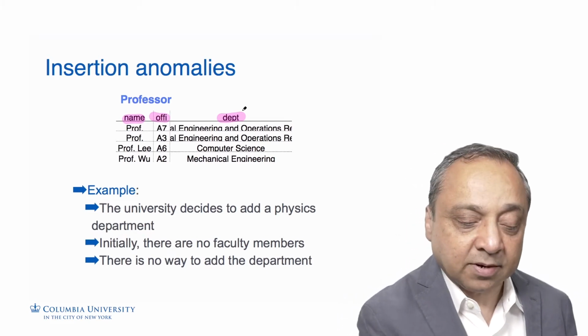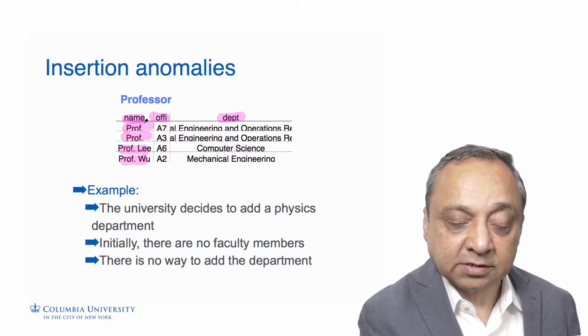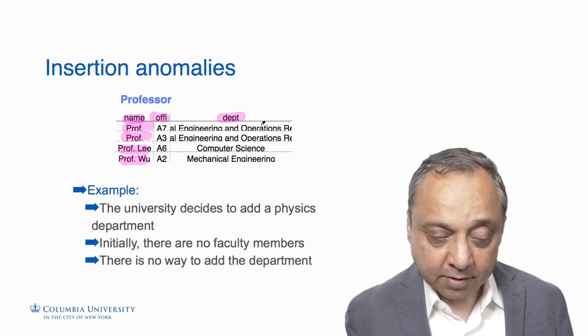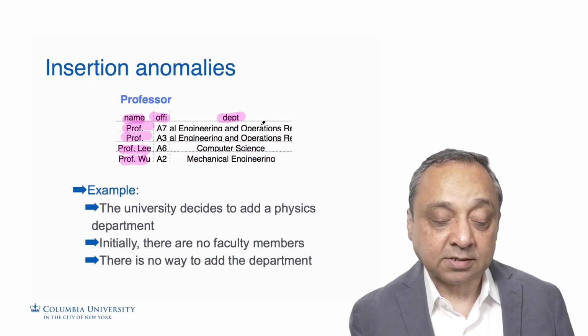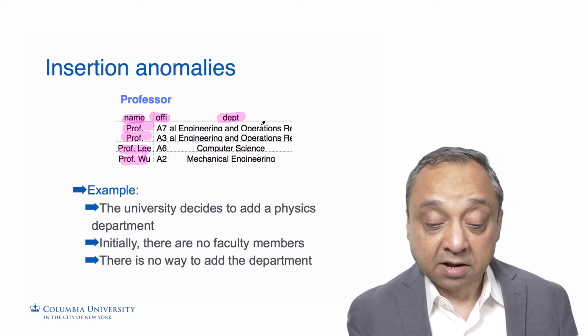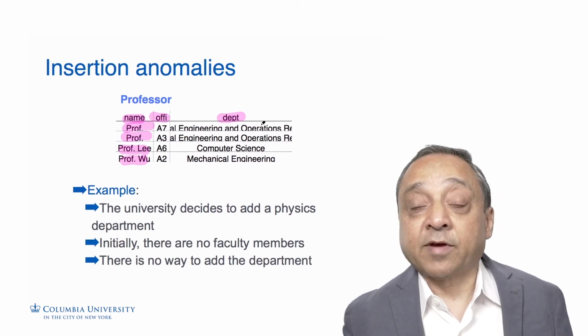This got a little bit messed up, but let's say there's actually a name over there. Professor Lee, Professor Wu, and two other professors, and their departments are over here, and that information is there. Now what happens is that the university decides that it needs a physics department. So it says, all right, let me add a physics department to my database. But initially, we don't have any faculty members.